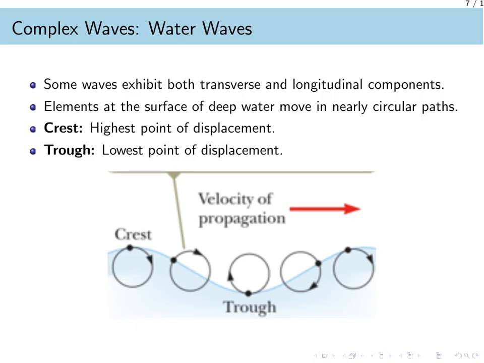Ocean waves are a primary example. When a wave travels on the surface of deep water, the individual water elements move in nearly circular paths. This means they are moving both up and down and back and forth. We use specific terms to describe the vertical positions. The crest is the highest point of displacement, while the trough is the lowest point of displacement. The red arrow in the diagram indicates the overall velocity of propagation as the wave moves across the surface.